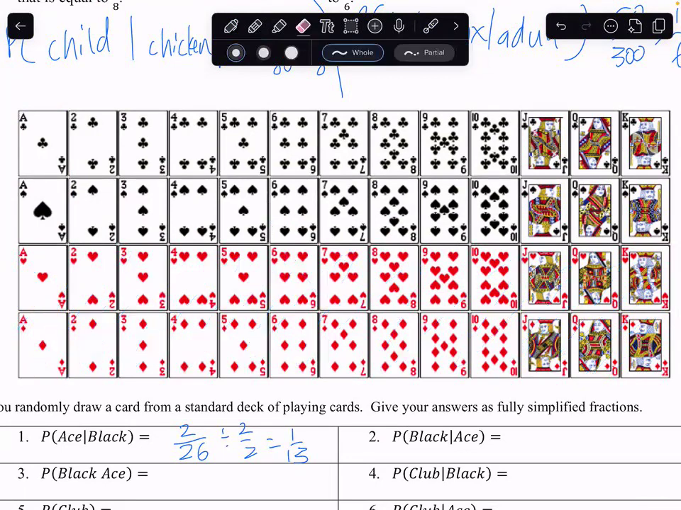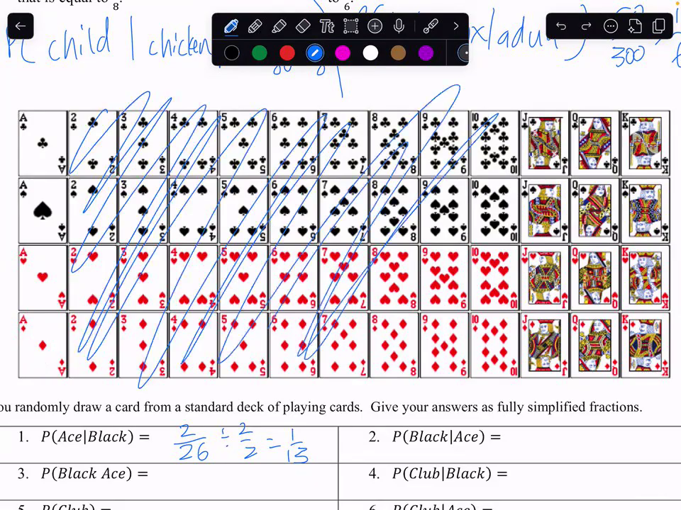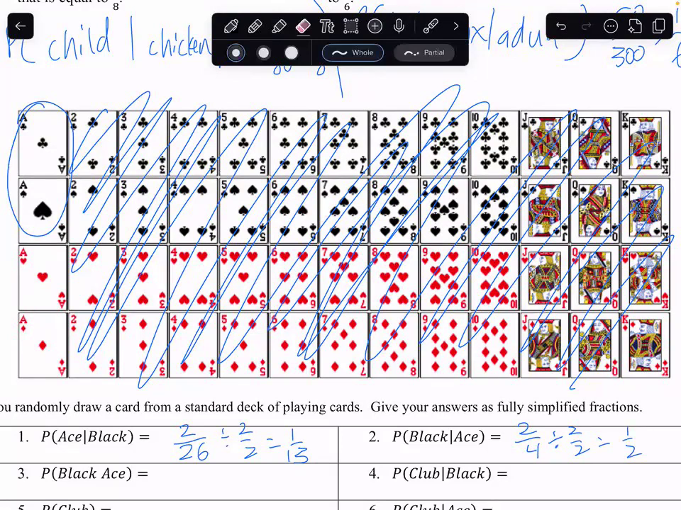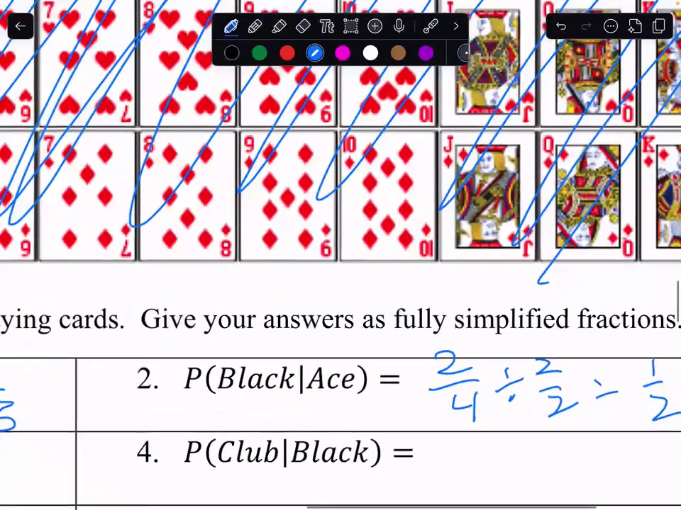Okay, next, probability of black given ace. This time ace is the given. So here you're throwing away almost the entire deck. You're only left with the 4 aces, so that's your denominator. Of those 4 aces, 2 of them are a black suit. So 2 out of 4 reduces to 1 out of 2.